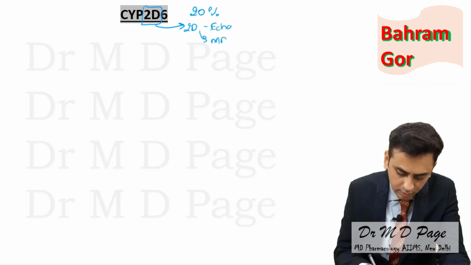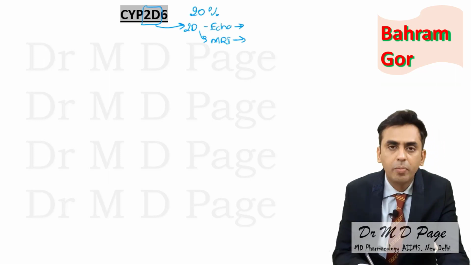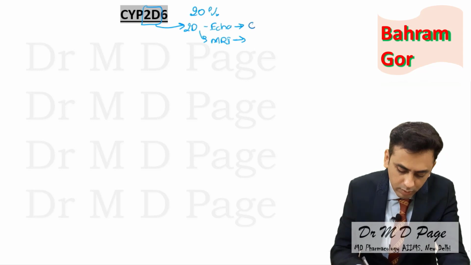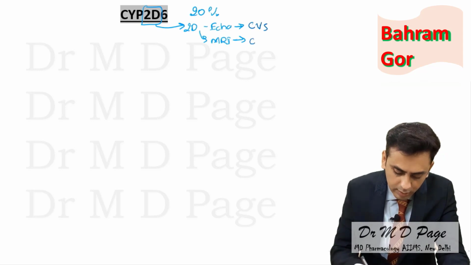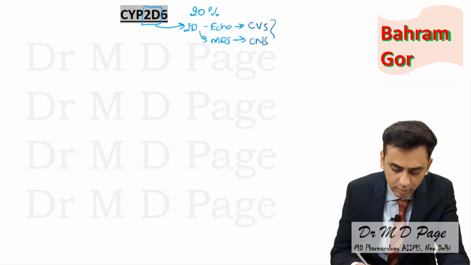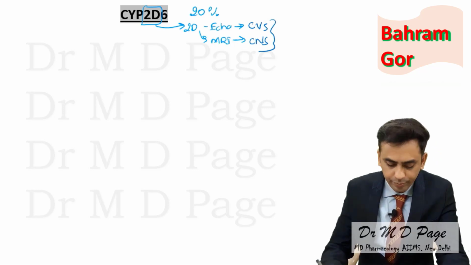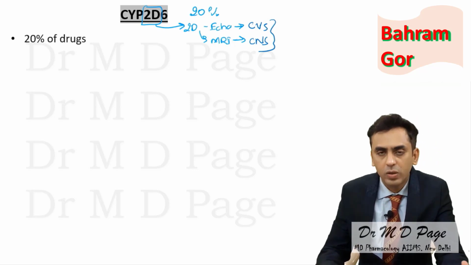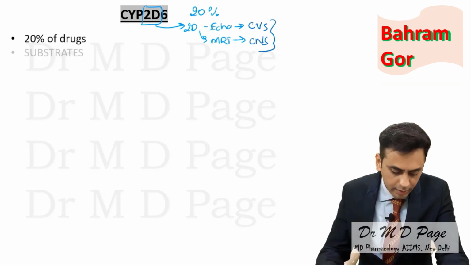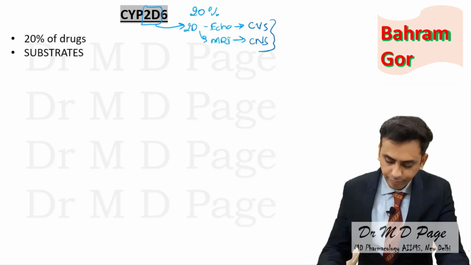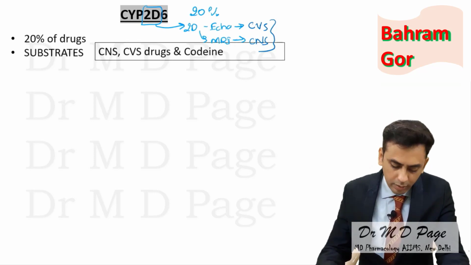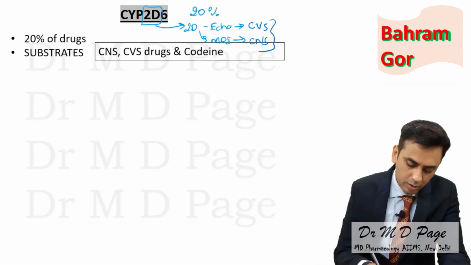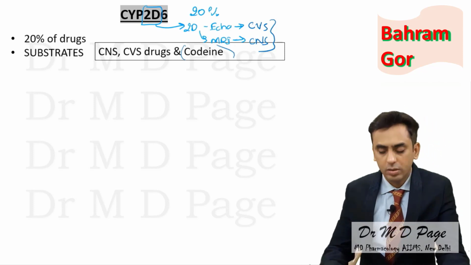Why I am saying this? Just for the sake of memory. By 2D you have to remember echo and MRI. Why? Because CVS and CNS drugs are its substrates. So CYP2D6 metabolizes 20% of drugs, and substrates are CVS drugs, CNS drugs and codeine. Codeine is an important substrate of this CYP2D6.